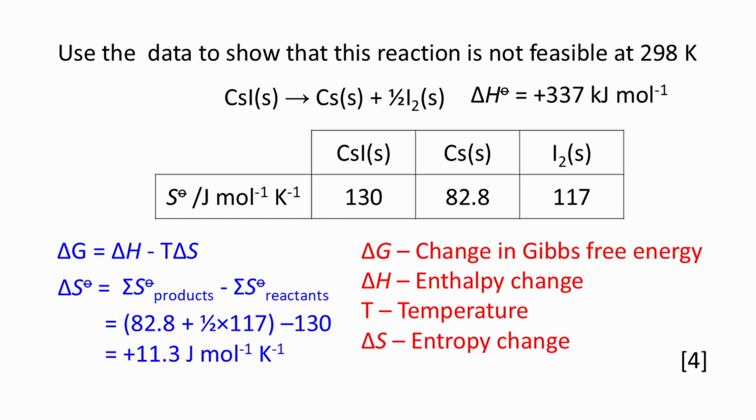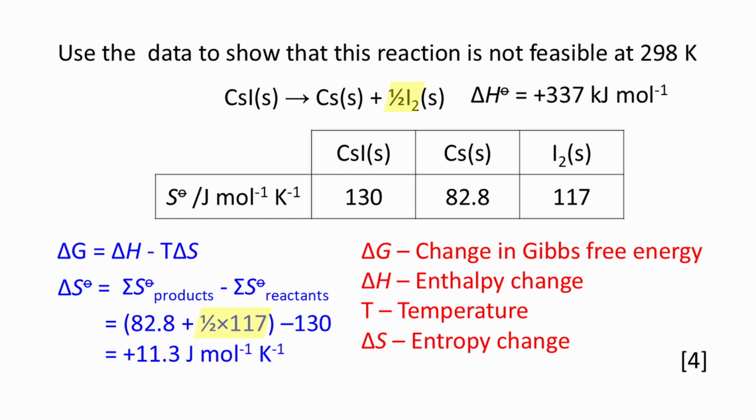We can work out the standard entropy change using the data from the table. To do this, subtract the sum of the entropies of the reactants from the sum of the entropies of the products. We have to take into account the balancing numbers, the stoichiometric coefficients. For example, the standard entropy of iodine is multiplied by a half. The entropy change for the reaction works out to be plus 11.3 joules per mole per Kelvin.